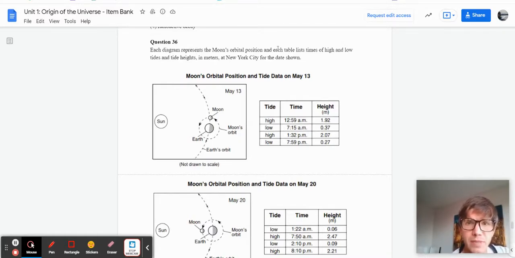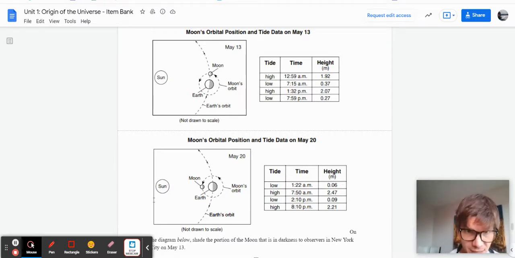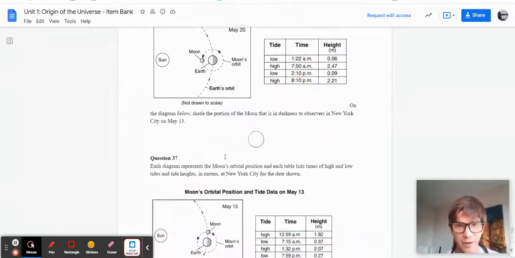Each diagram represents the moon's orbital position, and each table lists the time of high and low tides in meters at New York City for the dates shown. All right, so just taking a look at it, we have a neap tide, which is a weaker tide when the moon is at a 90-degree angle to the sun. And this would look like a spring tide, when we would see higher high tides and lower low tides because of the gravitational attraction of the moon and the sun working together on the earth and the tides.